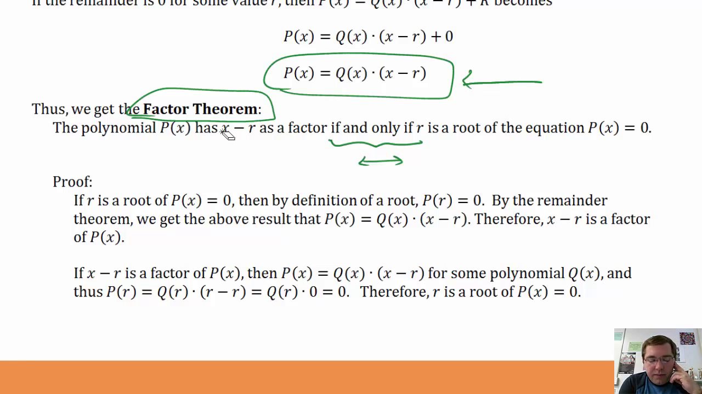And thus p of r is, if I just plug in r for x, q of r times r minus r, but r minus r is 0. That's q of r times 0, which is 0. That means p of r equals 0. Therefore, r is a root of p of x equals 0, because when I plug in r, I get 0 for the function. That makes it a root.